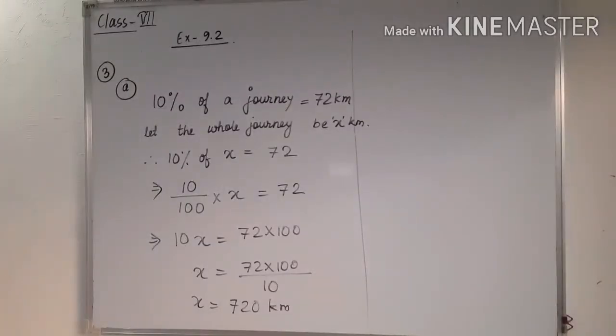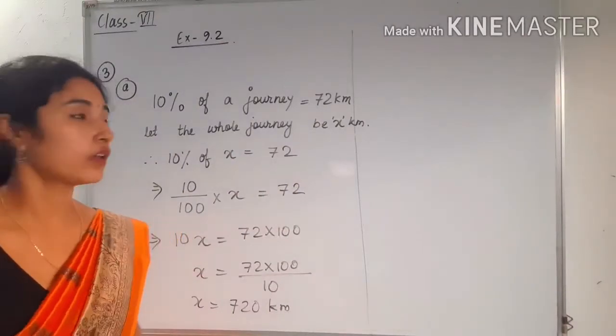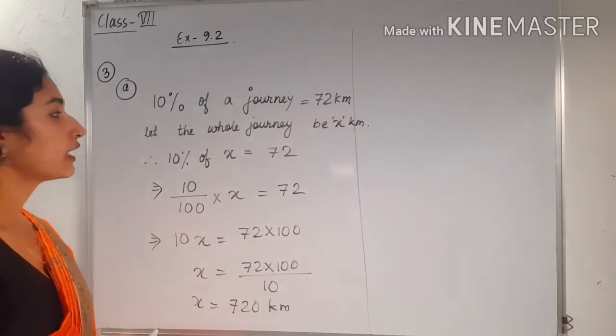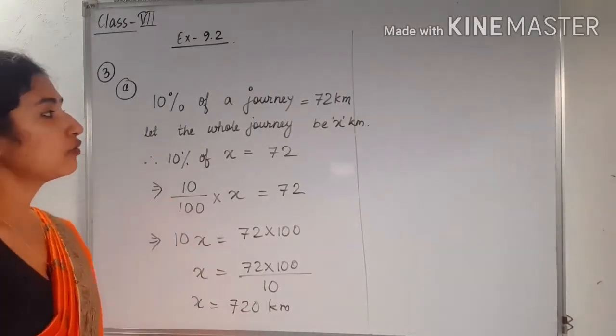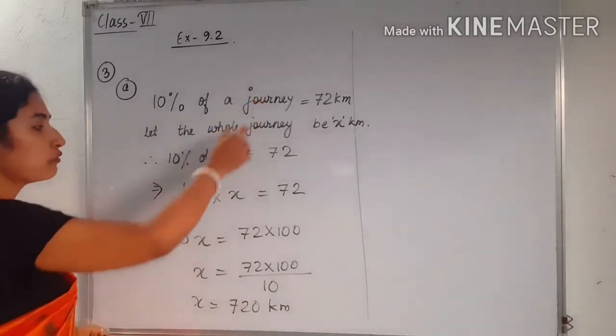So next is question number 3. I am not doing number 2 because number 2 and number 1 are both the same. See, in question number 3A, 10% of a journey is 72 km. How long is the whole journey? That means the whole is not given. So the total distance is not given. Here we have to take the whole journey to be x kilometers. According to the question, 10% of the journey is equal to 72 km. So in place of the whole journey, we have to write x.